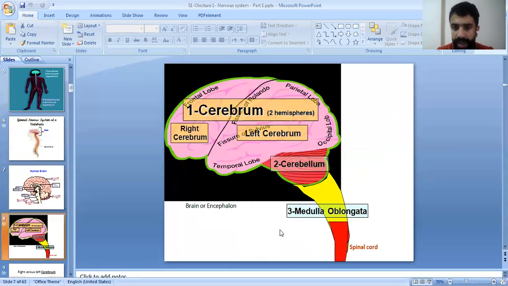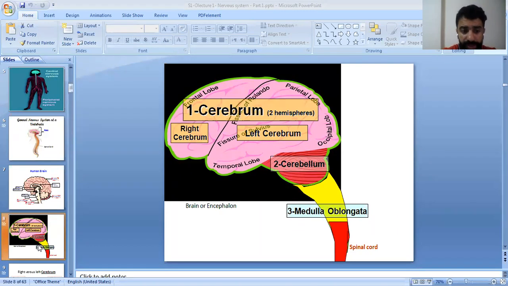The most important parts of the brain are the cerebrum, the cerebellum, and the medulla oblongata, and then the spinal cord. The cerebrum is composed of two hemispheres, the right hemisphere and the left hemisphere. We have the cerebellum and the medulla oblongata. As you see here, the medulla oblongata is like a link between the brain and the spinal cord. It's called medulla oblongata, and it has different functions.